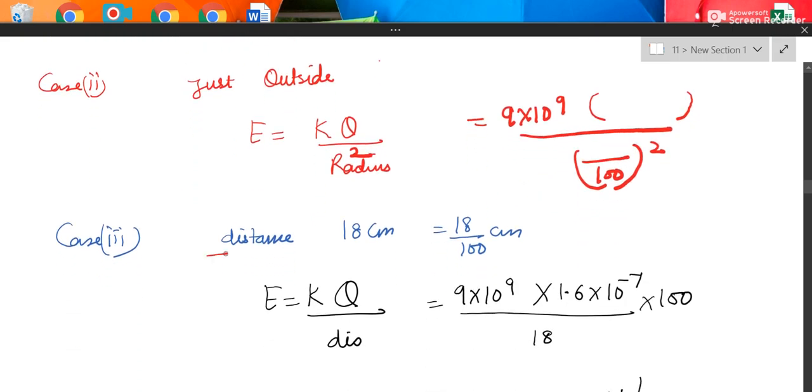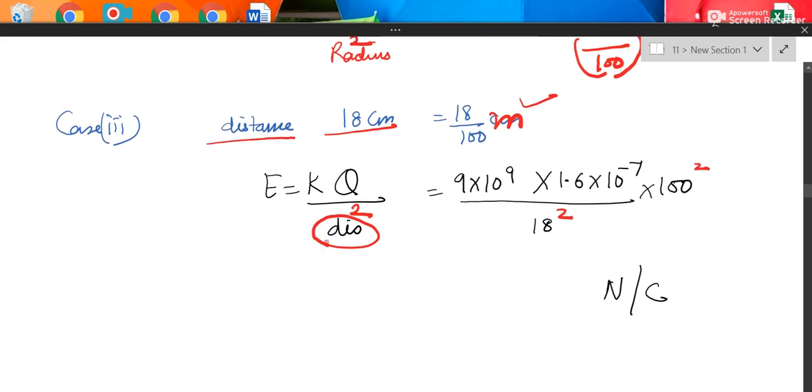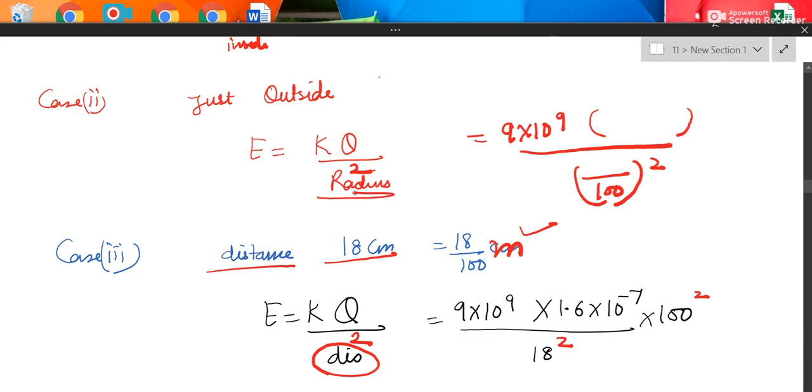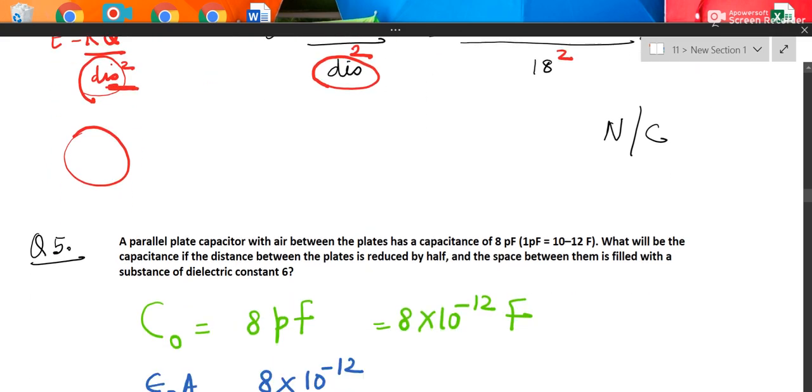Now at a distance of 18 centimeter outside, first change 18 centimeter into meters, and then it is kq by distance square. So you can substitute. Outside, the distance will come; just outside on the surface, the radius will come. The general formula is E is equal to kq by distance square. So for outside you put the distance, for inside the electric field is 0, and on the surface you put the radius in place of distance.